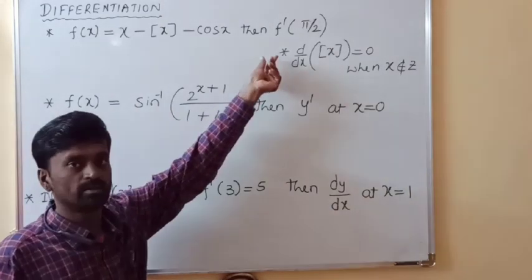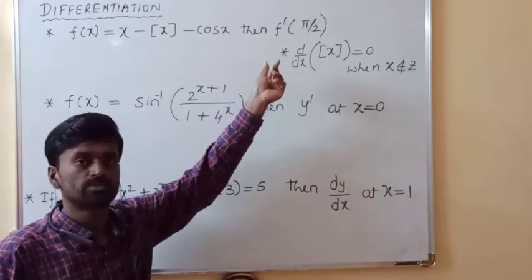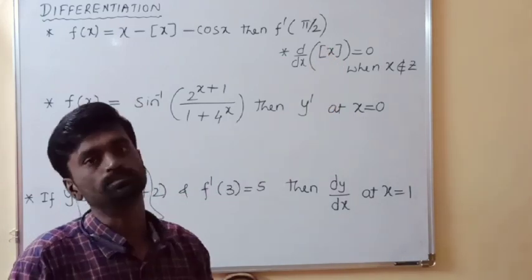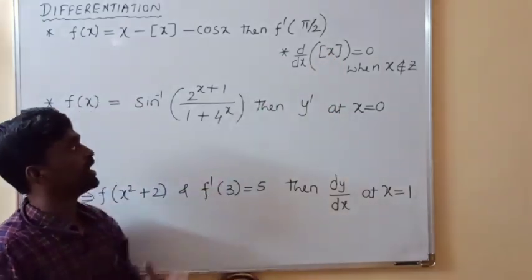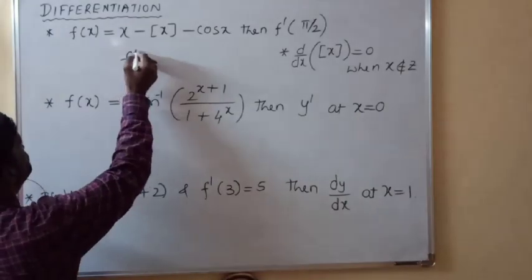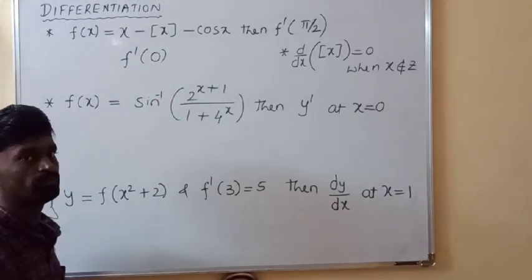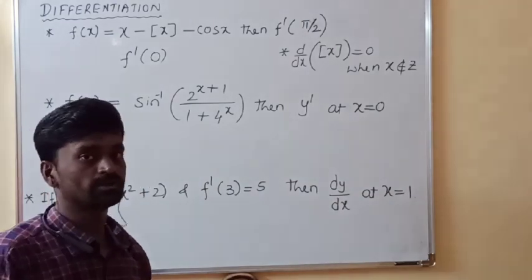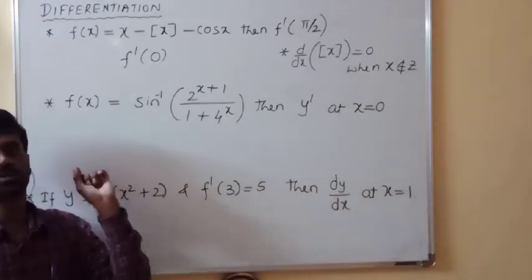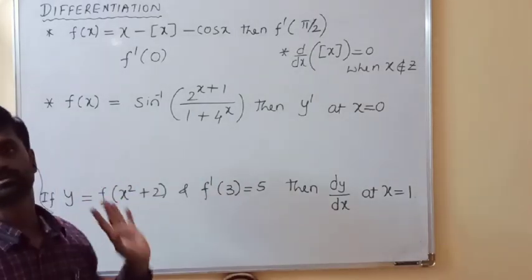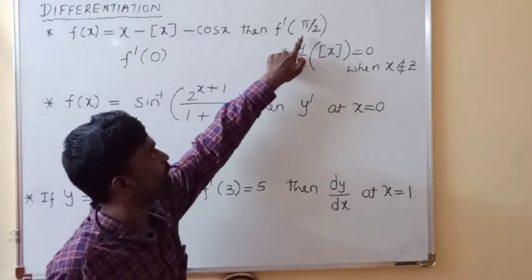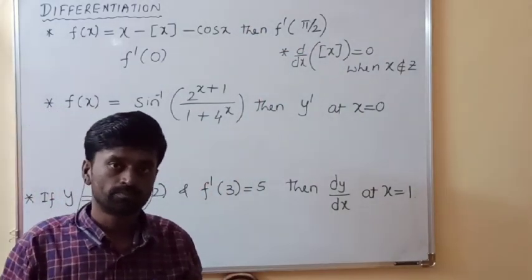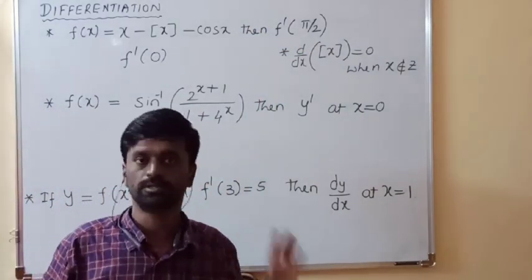Suppose they ask for the derivative of the function at some integer, say x value 0. Suppose they ask f dash of 0, that means we have to find the derivative of f of x at x equal to 0. 0 is an integer only, na? So in that case you have to write what? Does not exist is the answer. But here what is the point? Pi by 2. So pi by 2, is it an integer? No, it is not an integer.